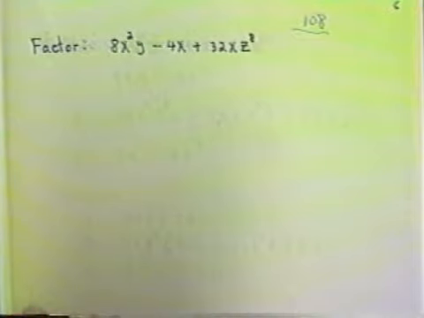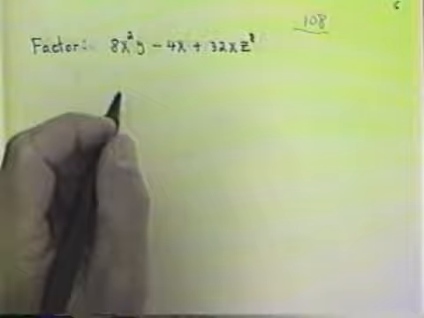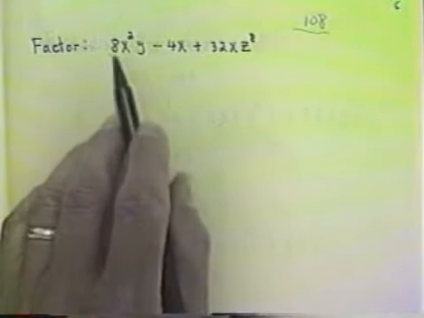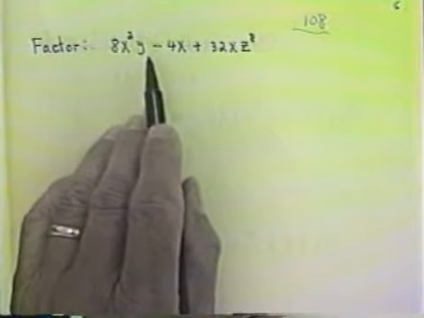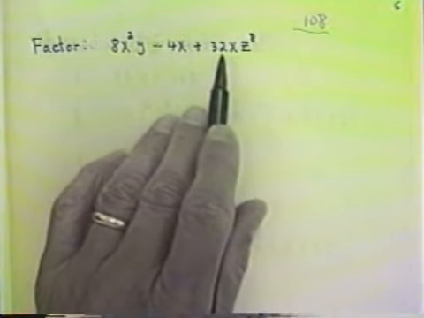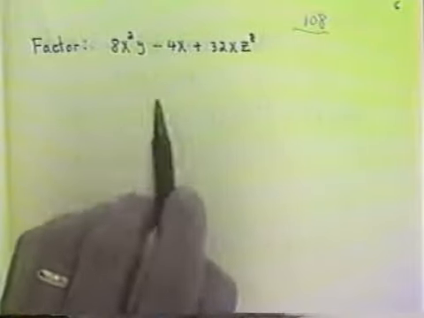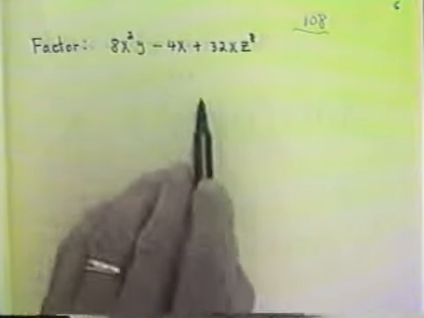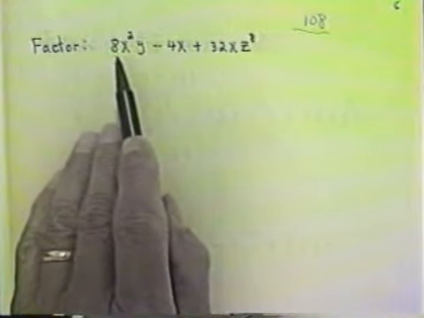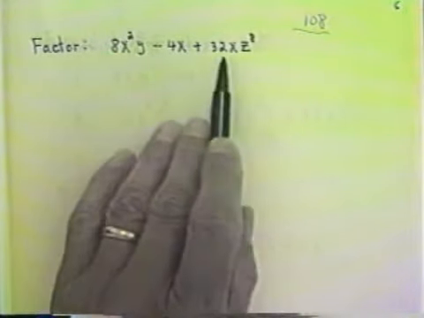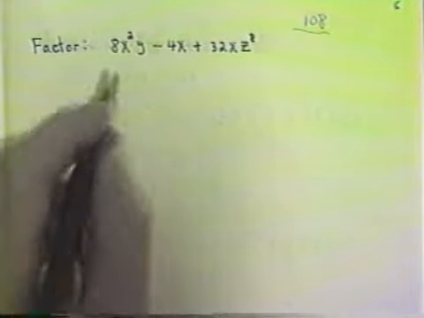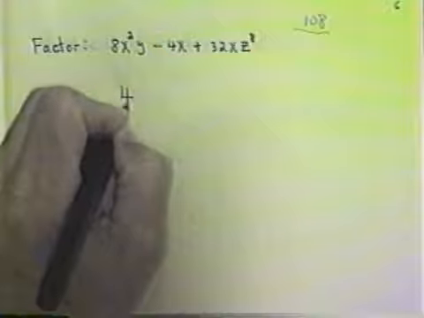Let's do another problem and do the division in our head so that it looks much more compact. We want to factor 8x squared y, subtract 4x, plus 32x z to the 8th. Now I need to identify my common factor, the largest number that would divide 8, 4, and 32. Well, the largest number that would divide 8, 4, and 32 is 4.